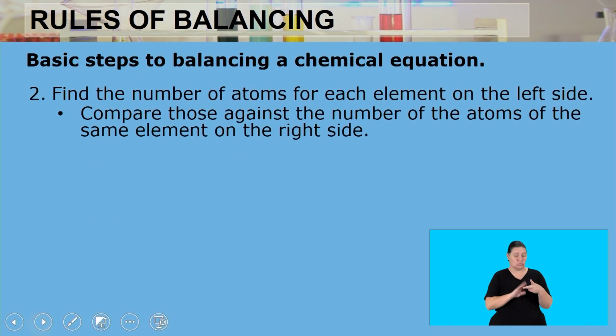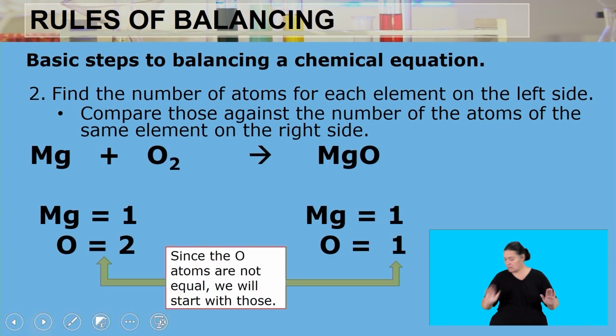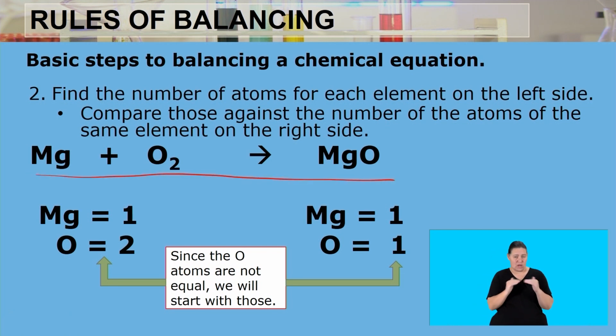Then number 2, we need to find the number of atoms for each element on the left-hand side, and we'll compare those against the number of atoms of the same elements on the right-hand side. Now, what do I mean by that? We have written out our chemical equation. It's not balanced yet. We were just writing out the information given to us. Then what do we need to do? We need to check how many of the atoms we have on the left-hand side, and compare that with the number of atoms that we have on the right-hand side.